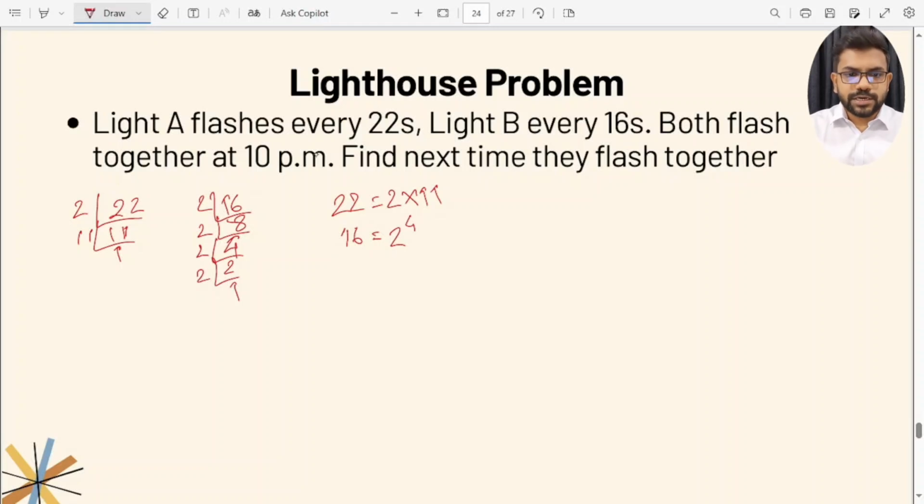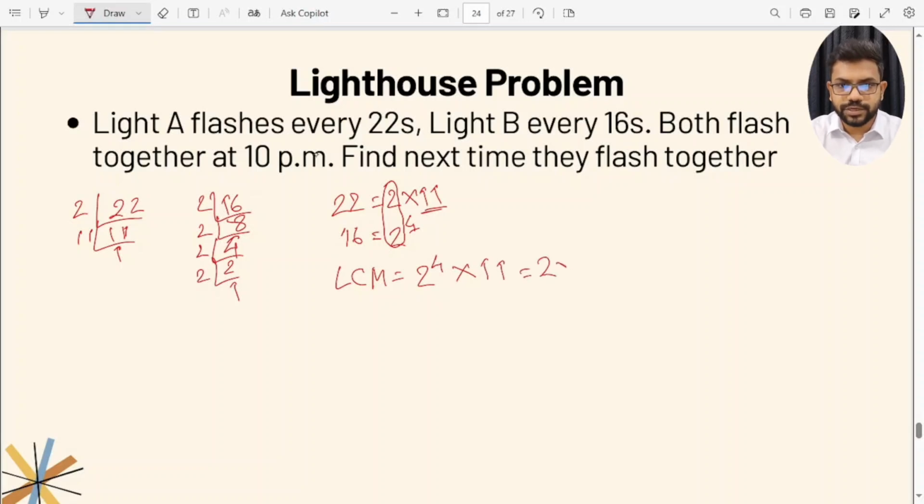Okay, as we learned in the previous lesson, for calculating LCM, we take the common factors and uncommon factors both, and we take the highest power. So the common factor we see here is 2 with the highest power of 4, so 2 to the 4, and the uncommon factor is 11. So let's just multiply them. 2 to the 4 is 2 times 2 times 2 times 2 times 11. 2 to the 4, 4 to the 8, 8 to the 16, 16 times 11, so 16 tens are 160 plus 16, so 176. Okay, 22 seconds, 16 seconds, so this should also be in seconds.